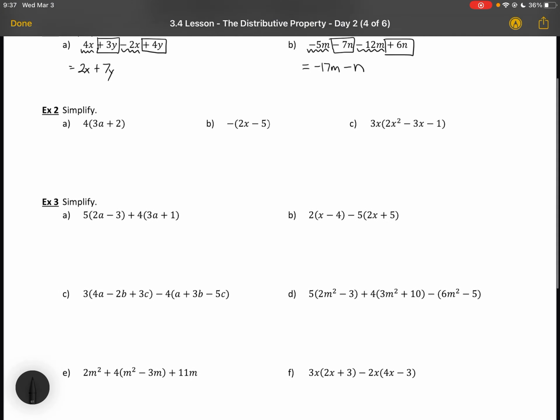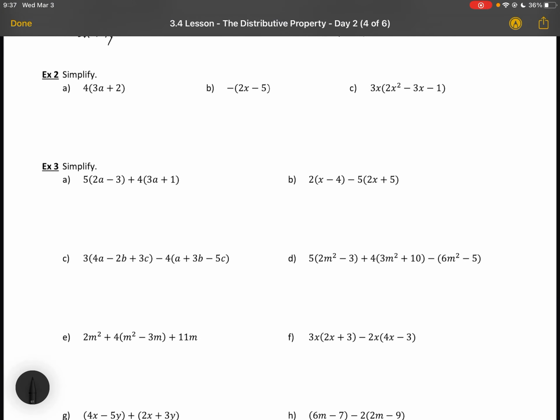Now let's do some more examples with expanding. 4 times 3a plus 2. Remember, when there's a number outside the brackets, it applies to both things inside the brackets. So 4 times 3a plus 4 times 2, which is 12a plus 8. Those terms are not like, I cannot simplify them.